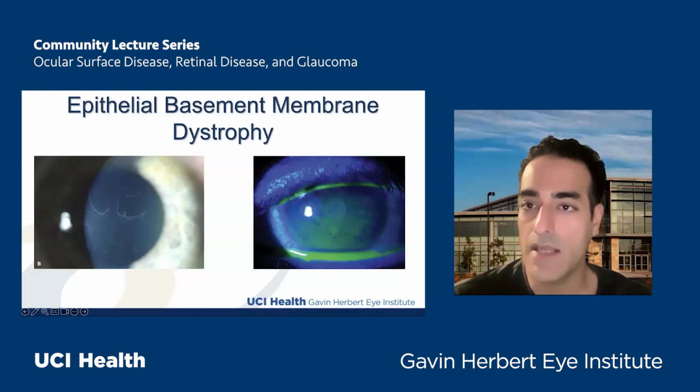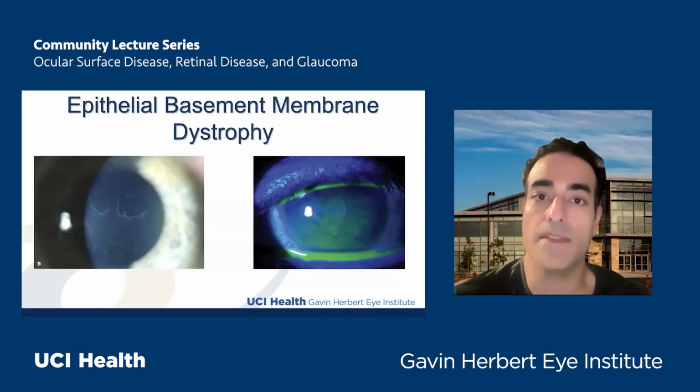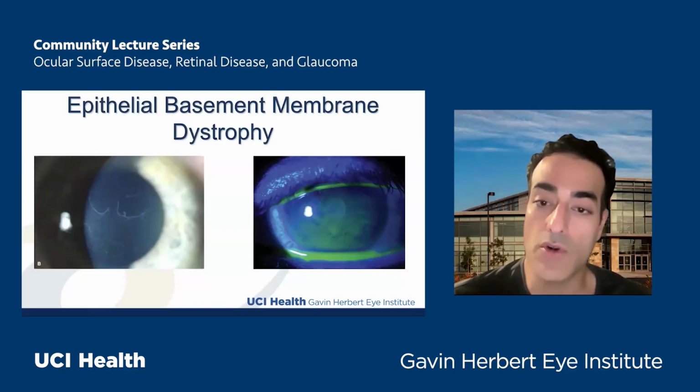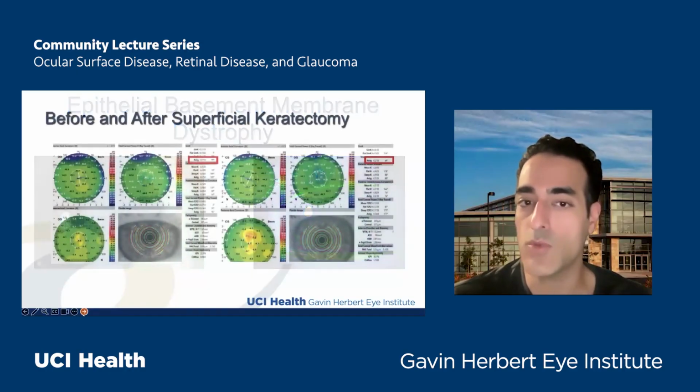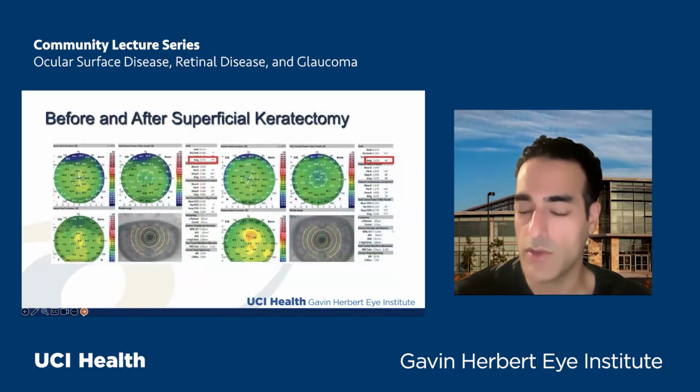If these kind of deposits are in the central vision, you can see on this photo on the right, these kind of little elevations, almost like these little map lines, they create irregular astigmatism that can not only affect our measurements when it comes time for cataract surgery, but also affect the patient's quality of vision. And so in this kind of a condition where it is affecting the central vision and there's irregular astigmatism, we have a procedure we can do prior to surgery called a superficial keratectomy.